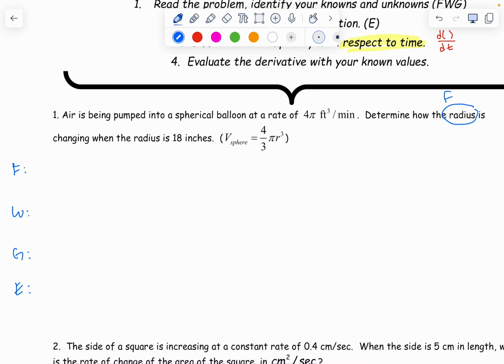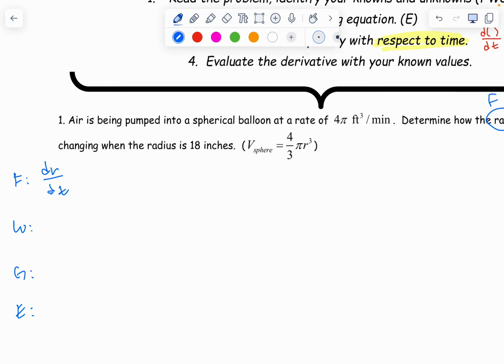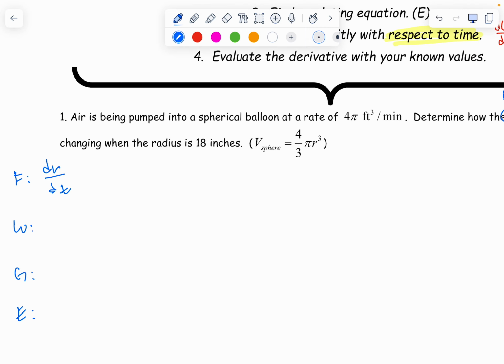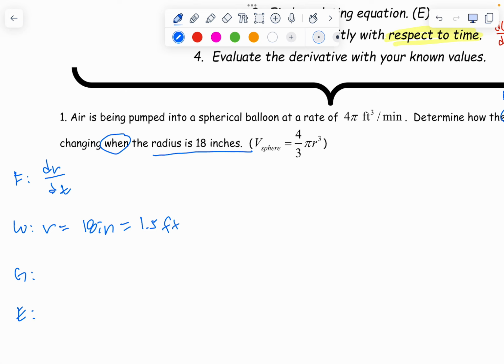So I'm going to say the radius will be what variable? Just by common knowledge. So we're going to say dr over dt. If it says the volume is changing, you say dv over dt. Is everyone good with the F part? Okay. Let's look for the word when. When the radius is 18. So next to W, we're going to say r is equal to what? 18 inches. But because I'm thinking ahead, I am going to convert this into feet, 1.5 feet. And we'll talk about why I knew in a little bit.